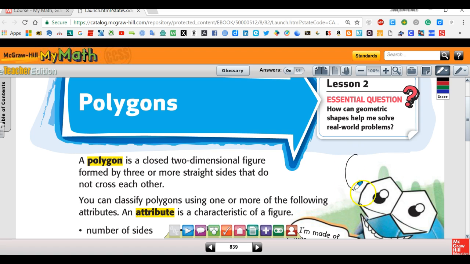So if I had this, a circle, is that a polygon? No. Does it have any straight sides? No. So let me ask you this: is this a polygon? Does it have straight sides? Yes. Is it enclosed, meaning it's not open? So this would not be a polygon.